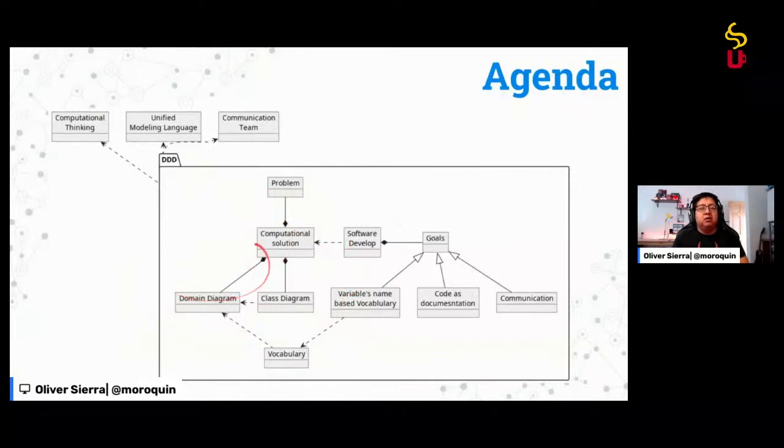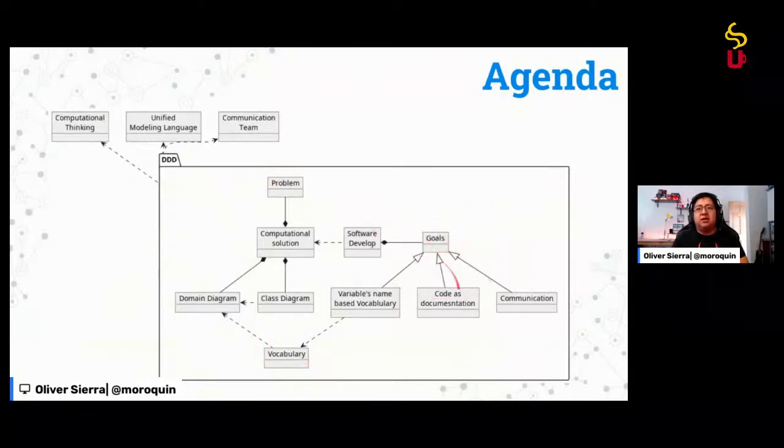Okay, so first of all, we have the analysis and design part here. Then for software development, we have a lot of goals, like cohesion, coupling, and other things. But in this talk, we are going to focus on the communication that enables a good communication, basing everything on the problem and creating a vocabulary.